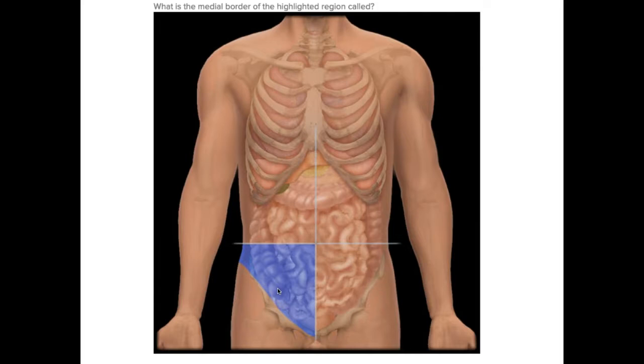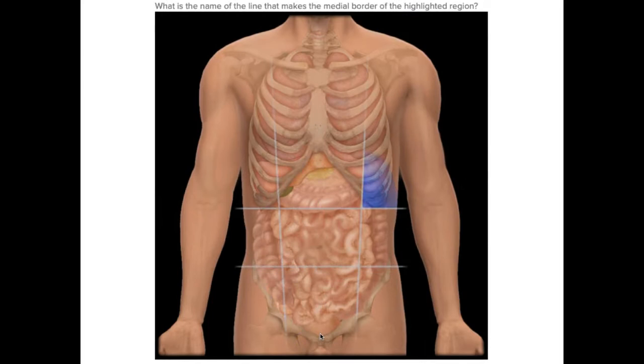Now, it wants to know here, if you look at the question, this is like two for the price of one. What is the medial border of the highlighted region called? So you have to know, okay, lateral is outside, medial border is the inside. So what is that plane that runs up and down? That's going to be mid-sagittal.